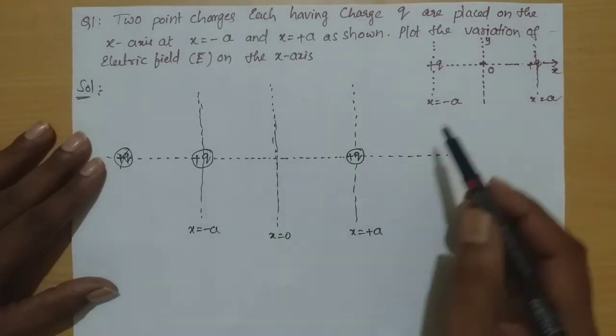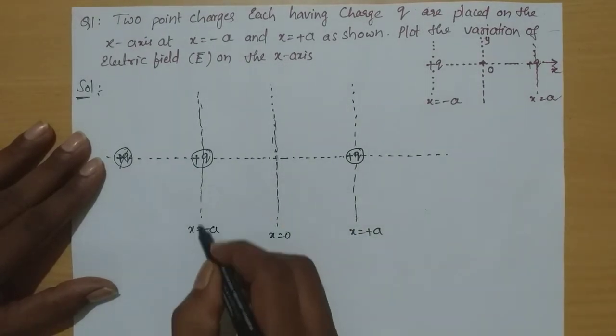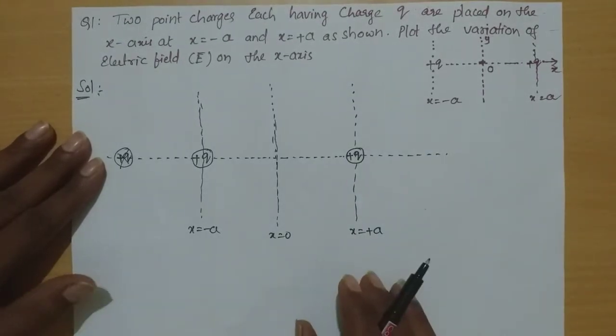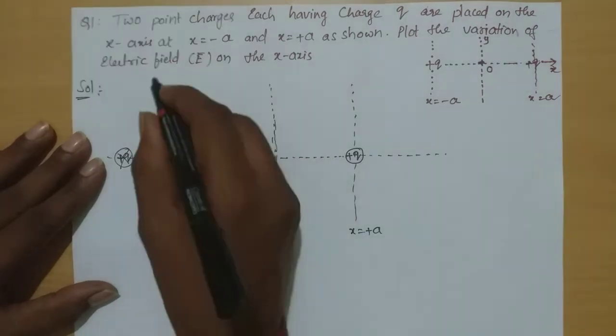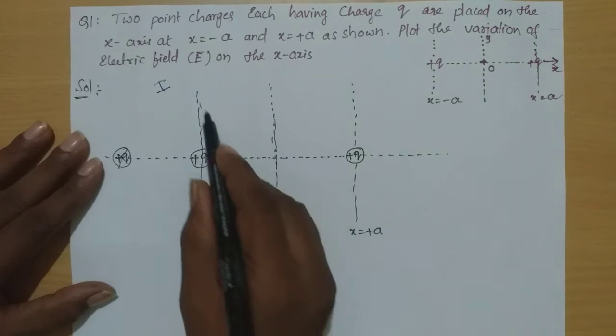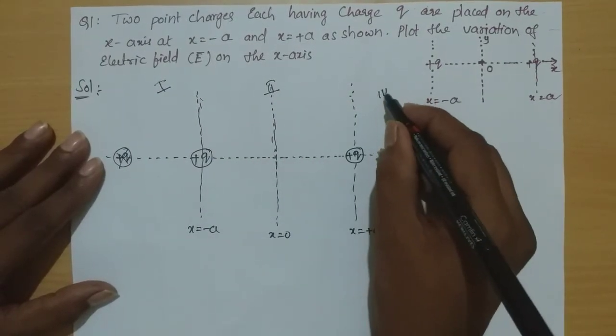So I am redrawing the diagram. Now this is the origin, and at x equal to minus a we have the plus q charge, and at x equal to plus a we have the plus q charge. Now I am dividing this into three parts. This is the first region. From here to here is the second region, and this one is the third region.